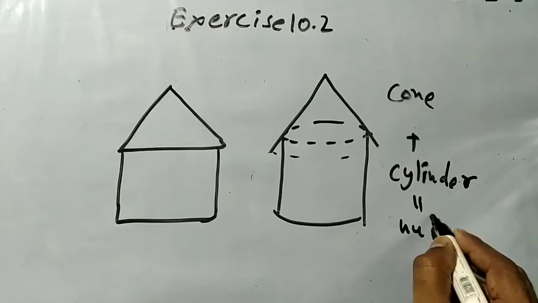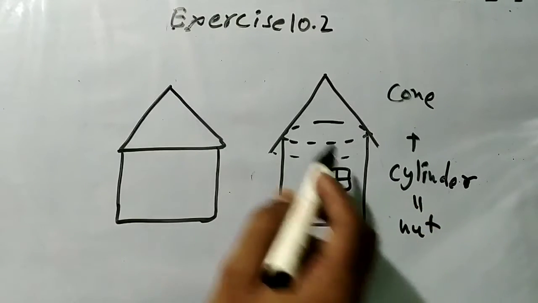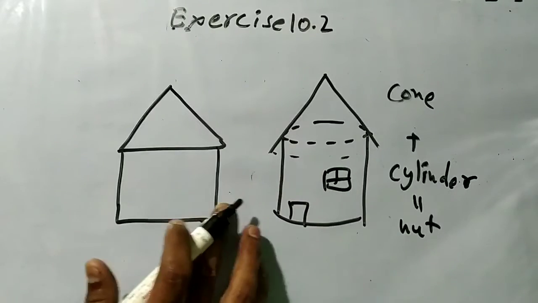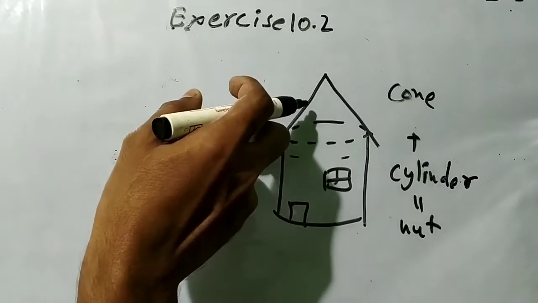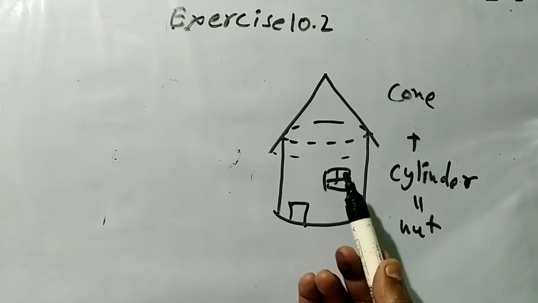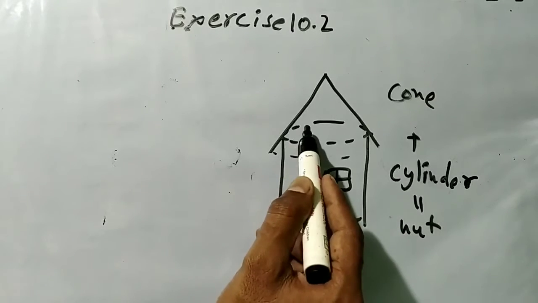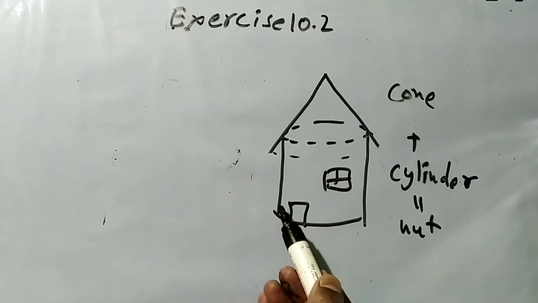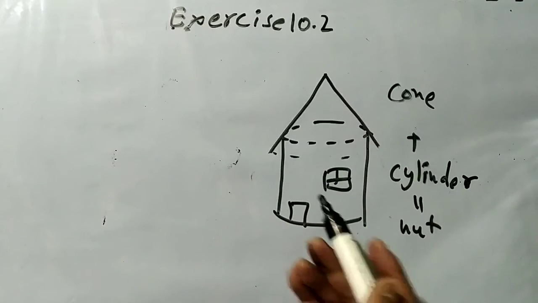Here the entrance, here the window. Let us consider here the two combination. This makes a hut. So we have to find the curved surface area of the cone. If you want to calculate the material required to construct this, we have to find the curved surface area of the cone plus the cylinder curved surface area. Then we will get the two areas.